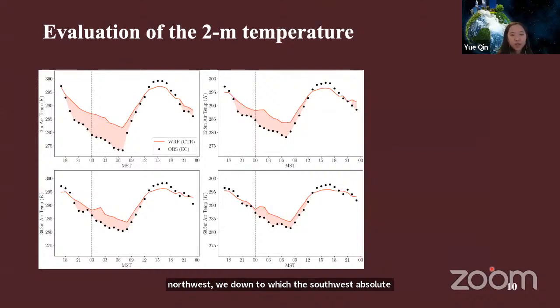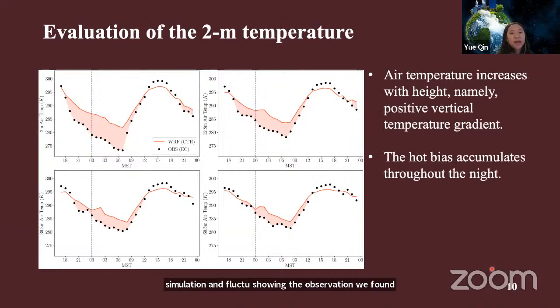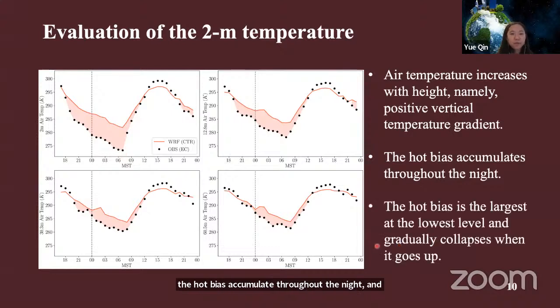Here I'm showing the evaluation of the 2-meter temperature, with the orange line showing the baseline simulation and the black dots showing the observation. We found the air temperature increases with height, and the hot bias accumulates throughout the night. Especially at the lowest level, the 2-meter air temperature, we found the largest hot bias, up to 9 Kelvin. And gradually, the hot bias collapses when it goes upward.